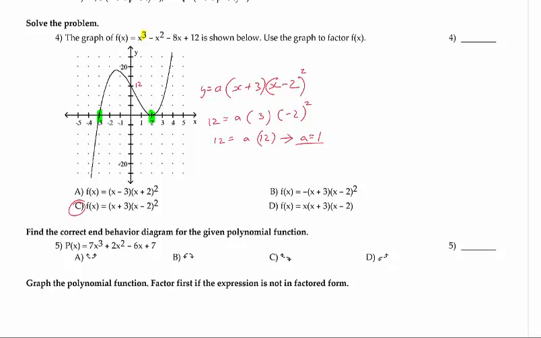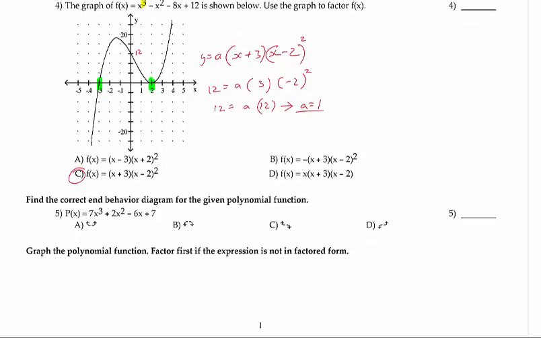All right, for number 5, we're looking for end behavior. For end behavior, all we have to do is look at the lead term. We note that the coefficient in front of it is positive, so that's not going to affect anything. And the actual term itself is an odd number. And so since it's odd, that means it's going to be acting like a cubic function. It's going to come down and then up. And so the correct answer, of course, must be D.